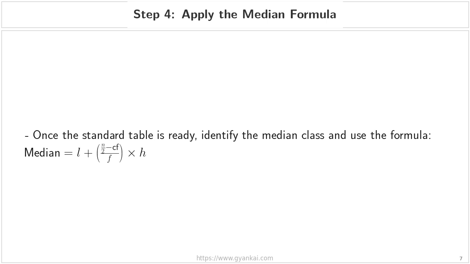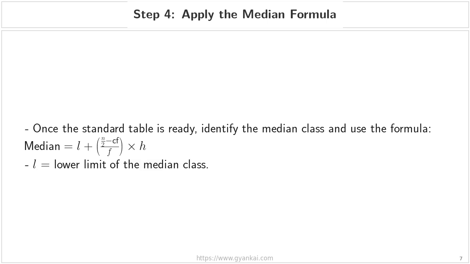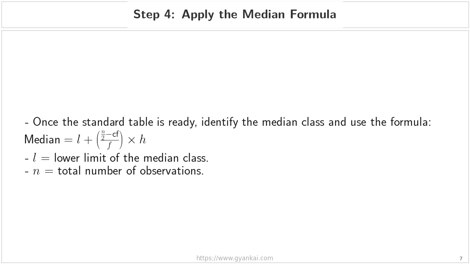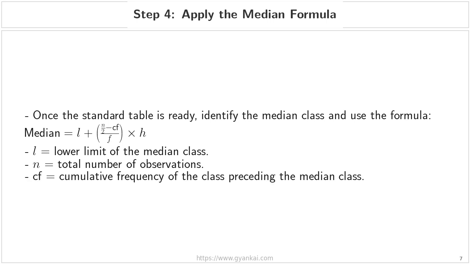Median equals L plus [(N divided by 2 minus CF) over F] multiplied by H. To make sure you don't make any errors during substitution, let's break down exactly what each of these variables represents. First, L stands for the lower limit of the median class you just identified. Next, N represents the total number of observations in your entire dataset. Then we have CF, which is the cumulative frequency of the class immediately preceding or coming before the median class.